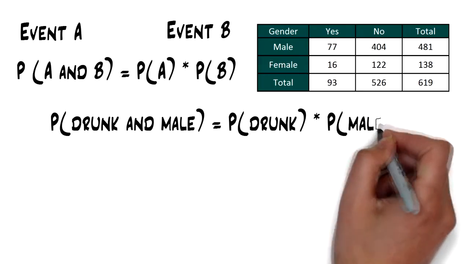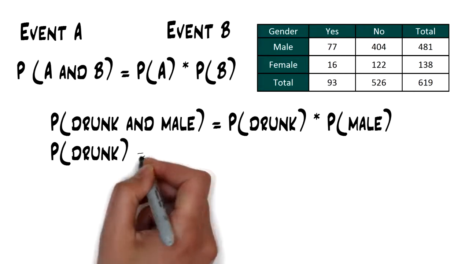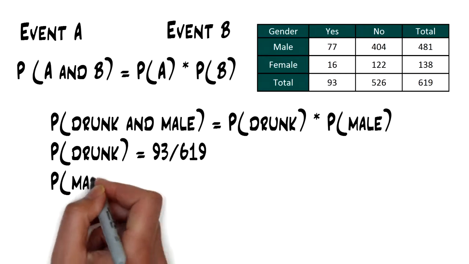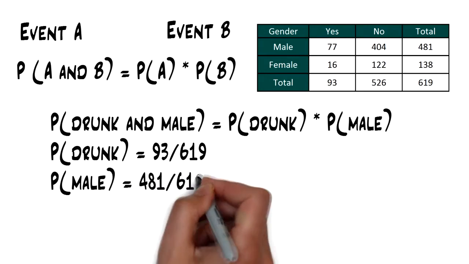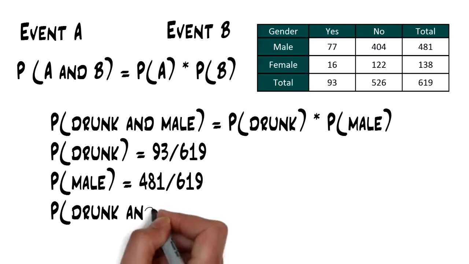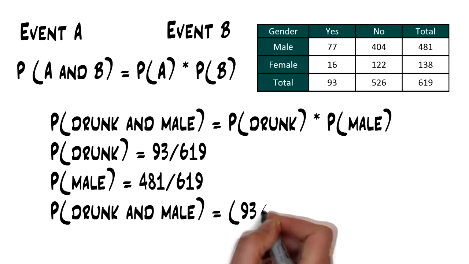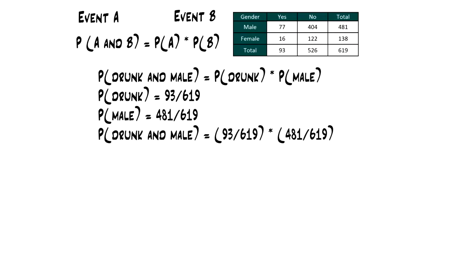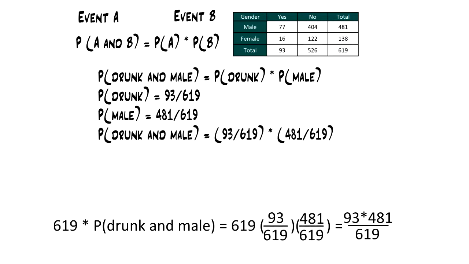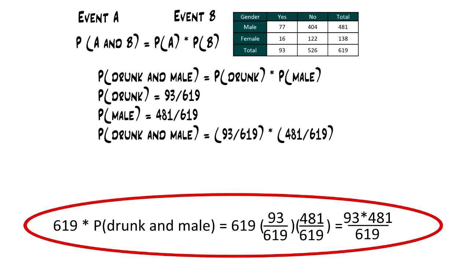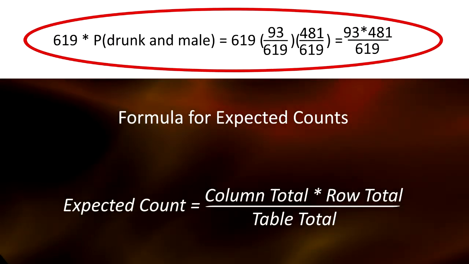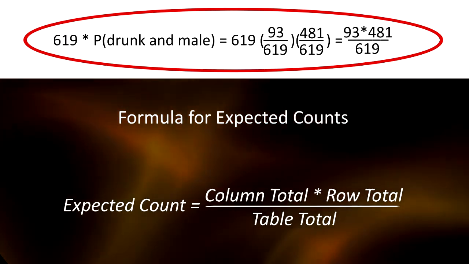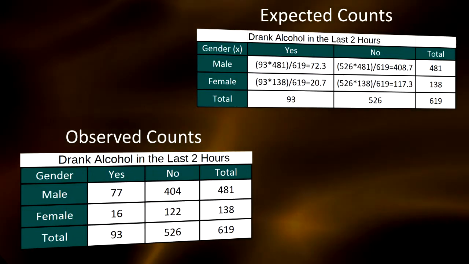By dividing the counts in our table, we see that the probability of being drunk is equal to 93 divided by 619, and the probability of being male is 481 divided by 619. So, the probability of being drunk and male is 93 divided by 619 times 481 divided by 619. Therefore, since there are a total of 619 drivers, if drunk driving and gender were independent, the count of drunk male drivers that we would expect to see are the following, circled here in red. So the formula for calculating expected counts is column total times row total divided by table total. Following this formula, here are the complete tables of expected and observed counts.